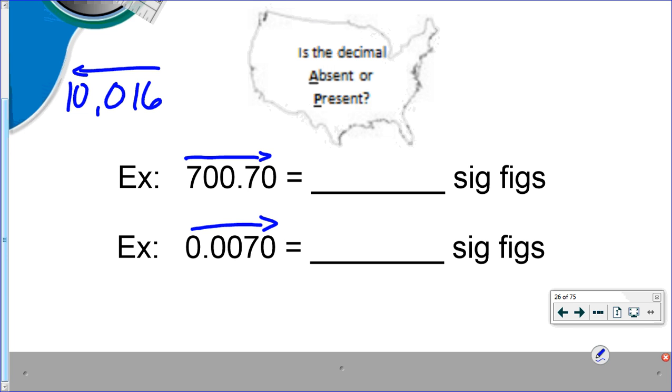Okay, so how many sig figs do I have here? Do I count the 7? Why? It's not a 0. Very good. So do I count all my other numbers? Absolutely. 1, 2, 3, 4, 5 sig figs. What about in .0070? How many do I have there? 2. You only skip the zeros that come before a non-zero, but you have to count everything thereafter. Okay. So here it'd be 2 sig figs.